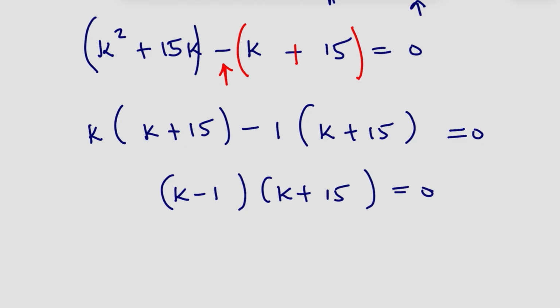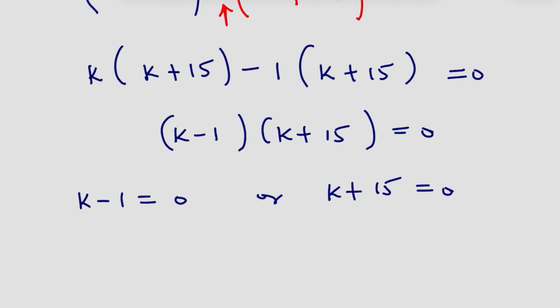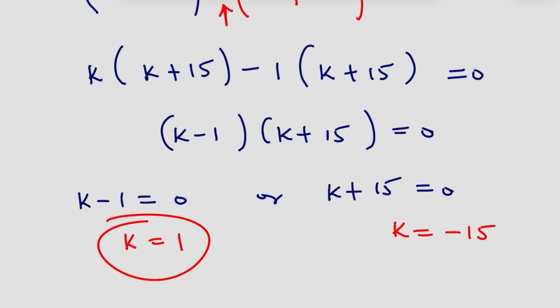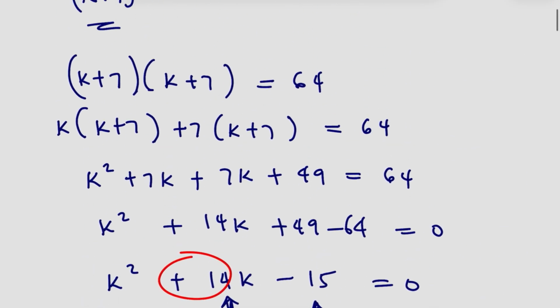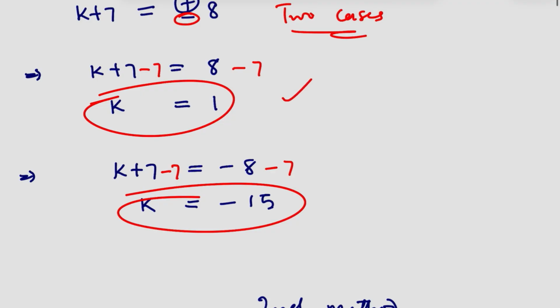And from this factorization, we can tell that either k - 1 is equal to 0 or k + 15 is equal to 0. And with that, our solution for the first one is k is equal to 1, and then for the second part, k is equal to negative 15, which brings us to the exact same solution we got from the first method.